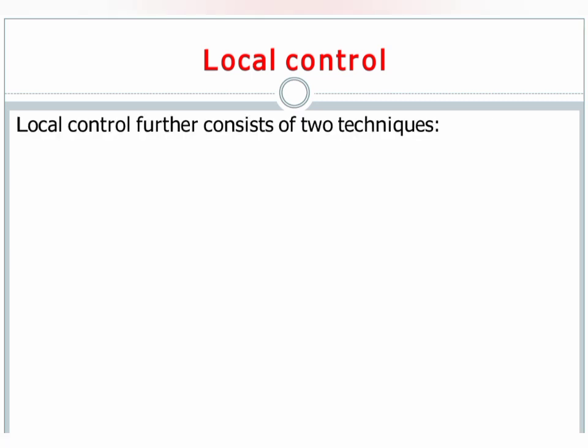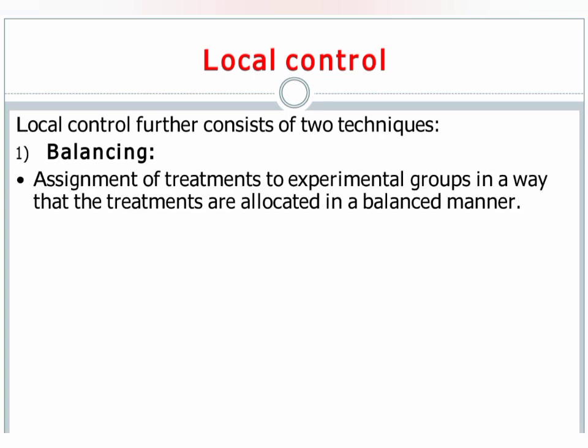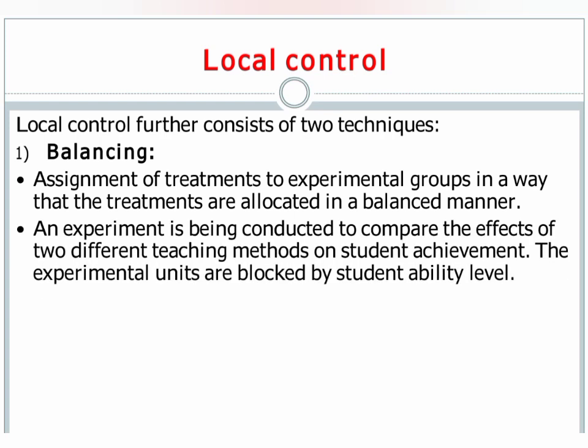There are a number of ways to control for extraneous variables. One approach is balancing and another one is blocking. So the first one is balancing. It is the assignment of treatments to experimental groups in a way that the treatments are allocated in a balanced manner. An experiment is being conducted to compare the effects of two different teaching methods on student achievement. The experimental units are blocked by student ability level.